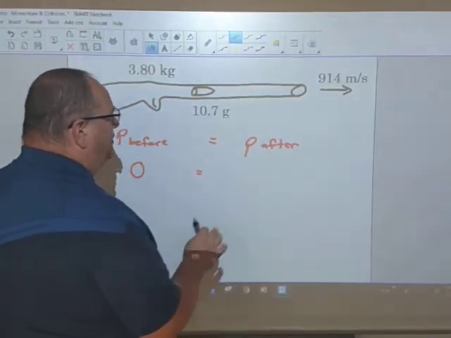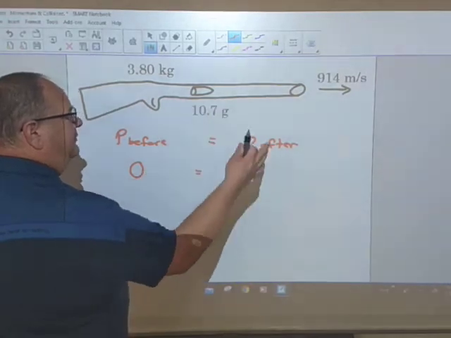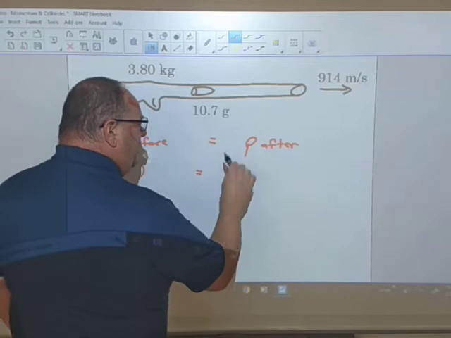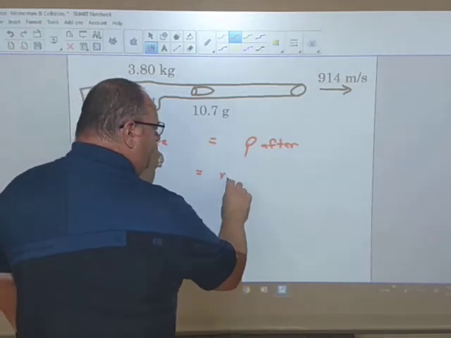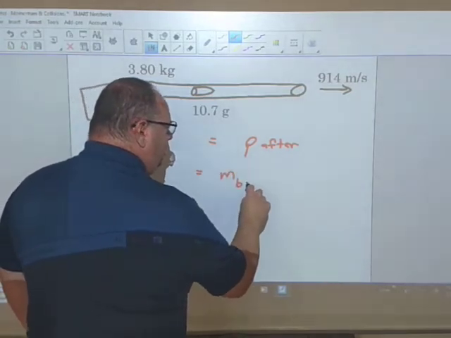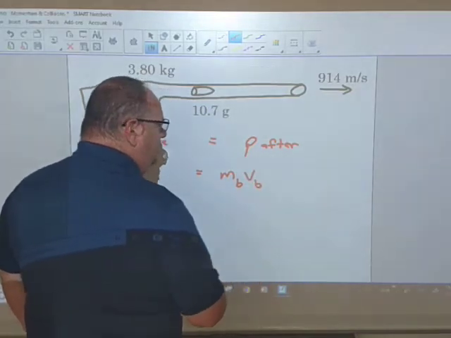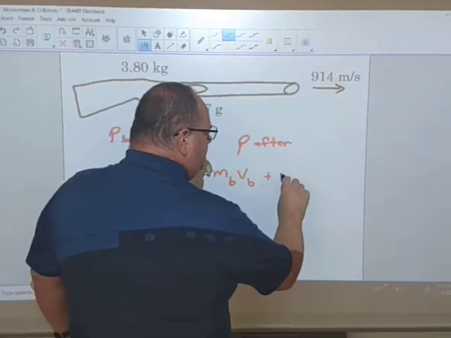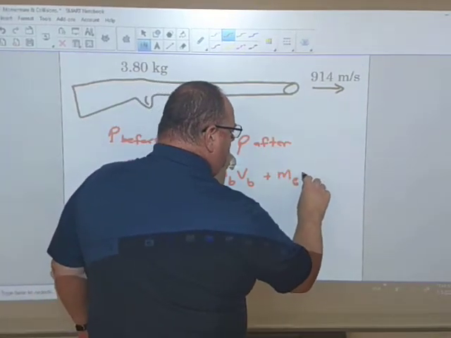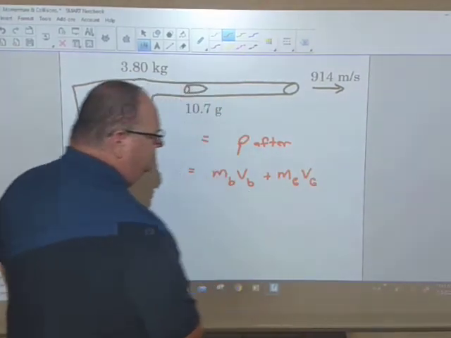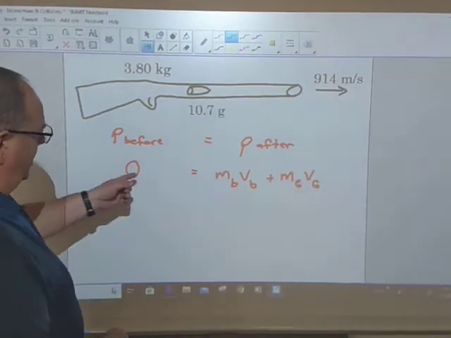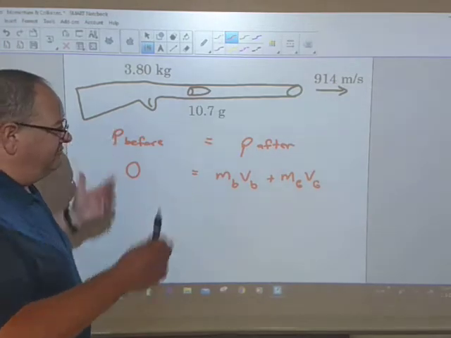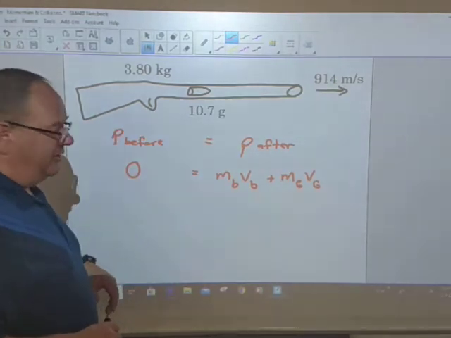So how do I write this expression? After, the bullet's going to be moving and the gun's going to be moving. So I'm going to have the mass of the bullet times the velocity of the bullet, and the gun is moving, so I'm going to have the mass of the gun times the velocity of the gun. And that all has to equal 0, because before the shot was fired, the gun wasn't moving.